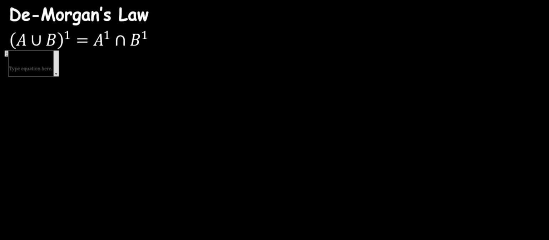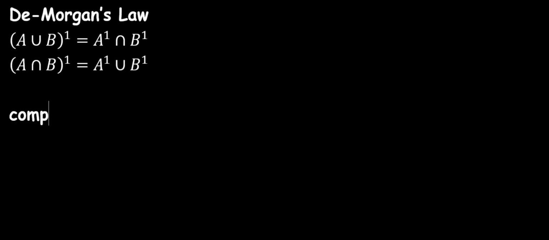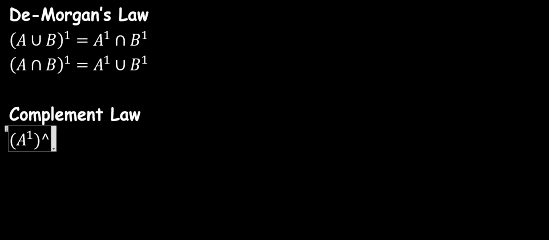Similarly, (A intersection B) prime is equal to A prime union B prime. Next, we have the complement law, which states that (A prime) prime is equal to A, and the universal set prime is equal to the empty set.